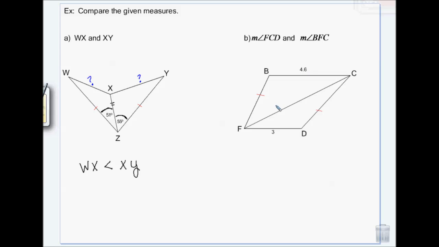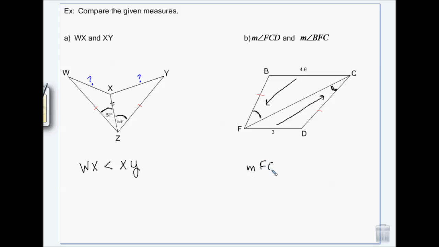We can go, like I said, the opposite way. We're looking for angle FCD. So that's this angle here. That's coming from this leg, right? And this angle here coming from this leg. So this is FCD and this is BFC. Well, which leg is longer? BC, right? BC is longer, so that means BFC is going to be the larger angle.